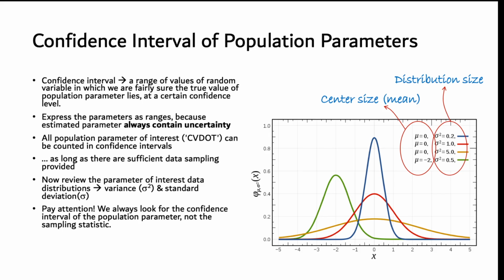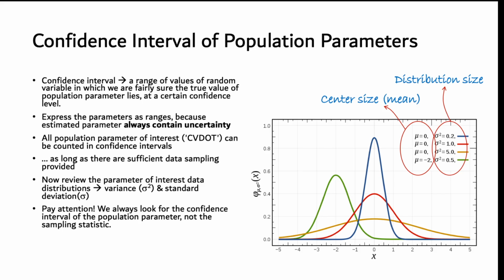Confidence interval can be calculated for all population parameters, provided adequate sampling is available. In the previous segment, we discussed the population mean confidence interval. Now, we discuss calculating the confidence interval for variance and standard deviation.